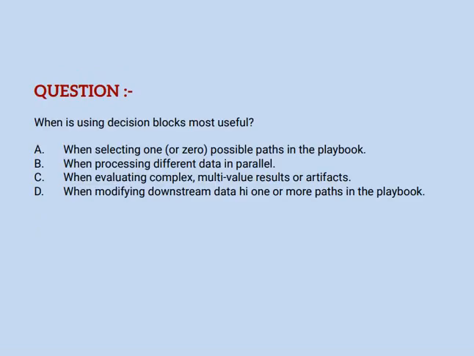Next question is, when is using decision blocks most useful? Option A, when selecting one or zero possible paths in the playbook. Option B, when processing complex data in parallel. Option C, when evaluating complex multi-value results or artifacts. And option D, when modifying downstream data in one or more paths in the playbooks.